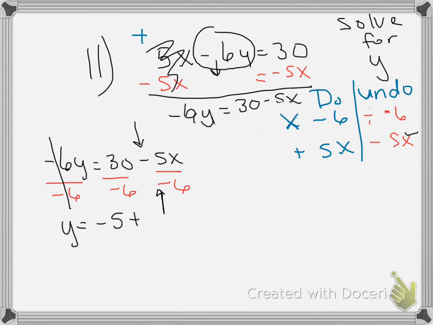Some of you are going to want to change this to a decimal because you've just been trained like that all through middle school and elementary school. So kind of avoid this. Two negatives make a positive. So just write the fraction 5x over 6 and you'll be done. So this will be my answer.